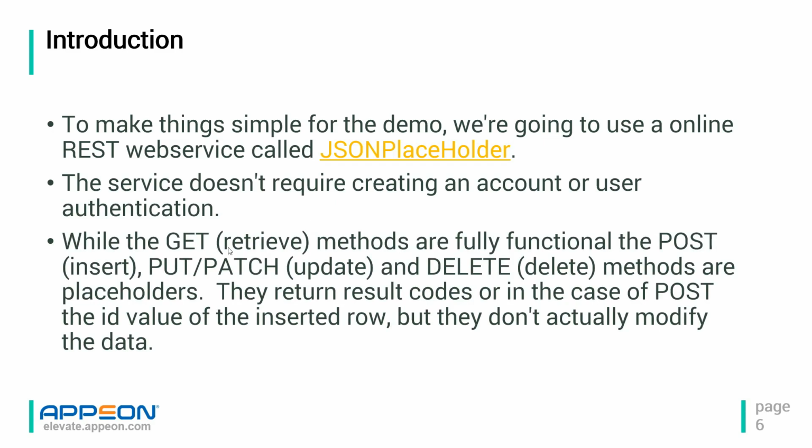their get method works. It goes and grabs data, brings it back. Their put, patch, and delete methods, the update methods, indicate that they succeeded. In fact, the post method will actually send you back an ID value of the row you supposedly added, but they don't actually do anything to the data, because they want to preserve the data, because they've got users from all over the place hitting this, and so you never actually update data.